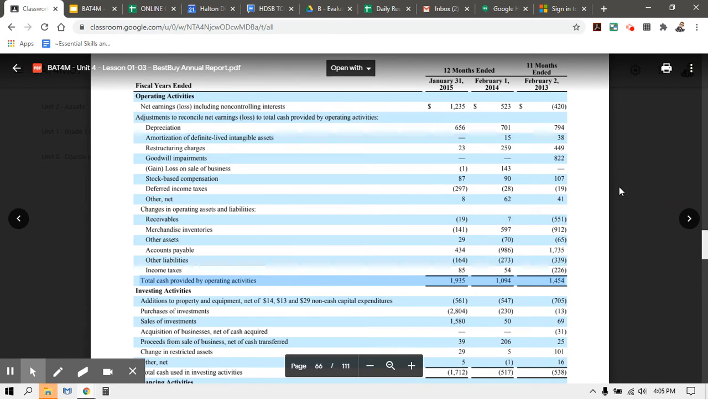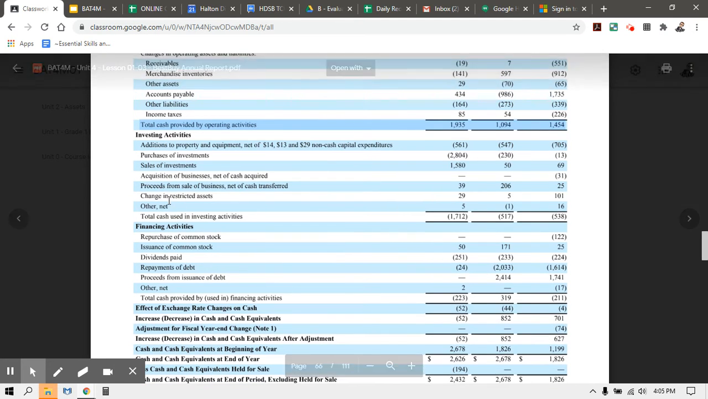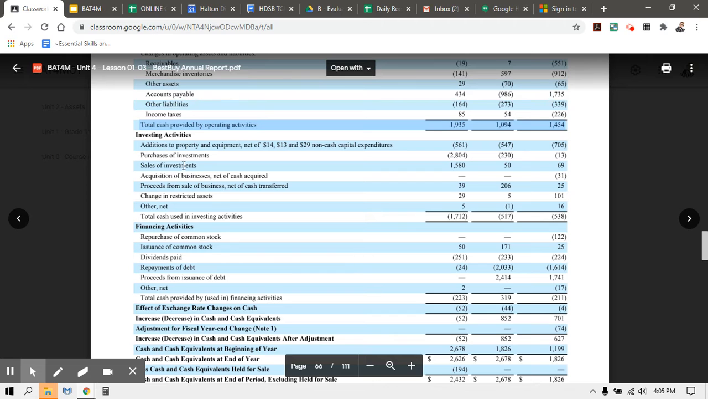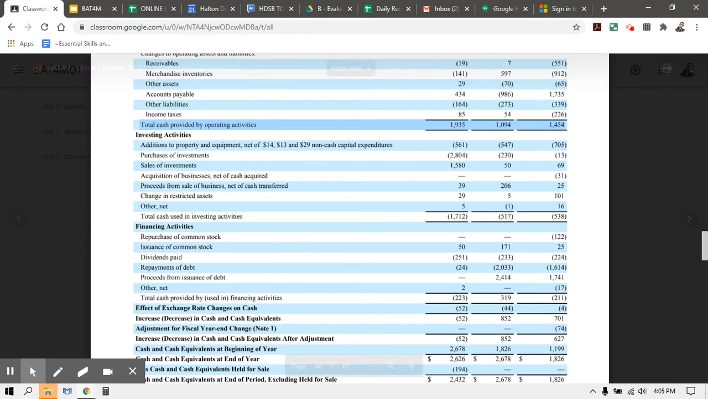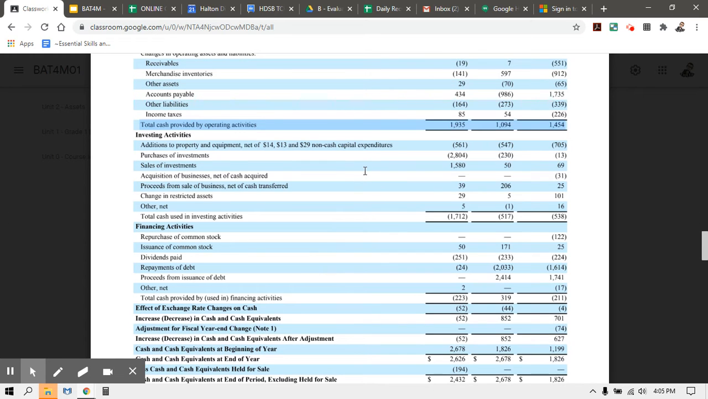So that's pretty good. The other 2 are a little bit unclear if you don't get to know them well. Investing activities is basically not investing in the sense of stocks and bonds, but more in the sense of PPE, as well as stocks and bonds.